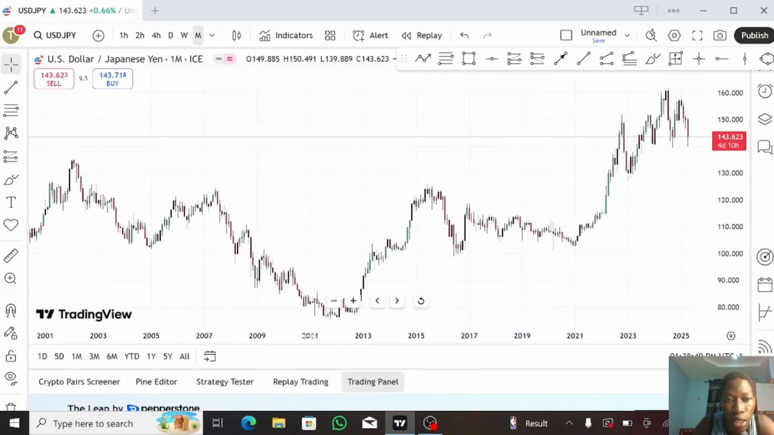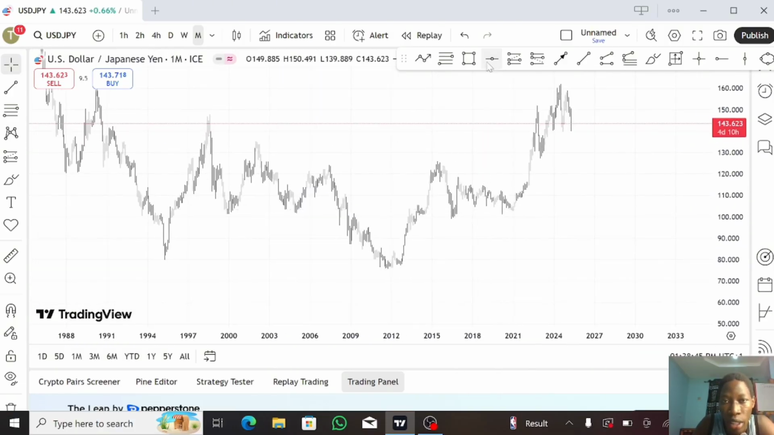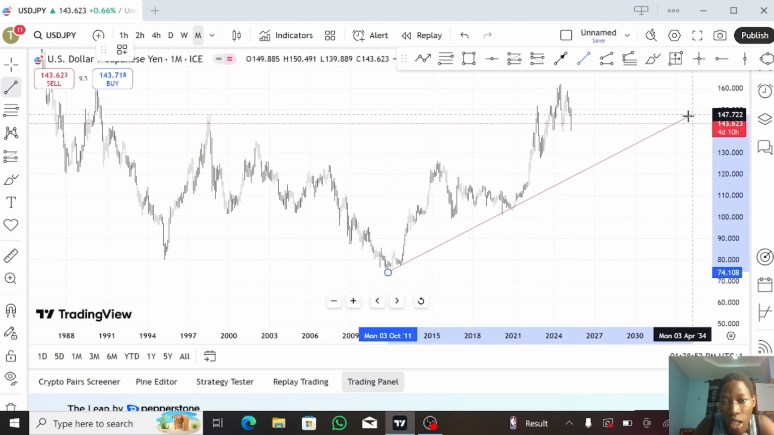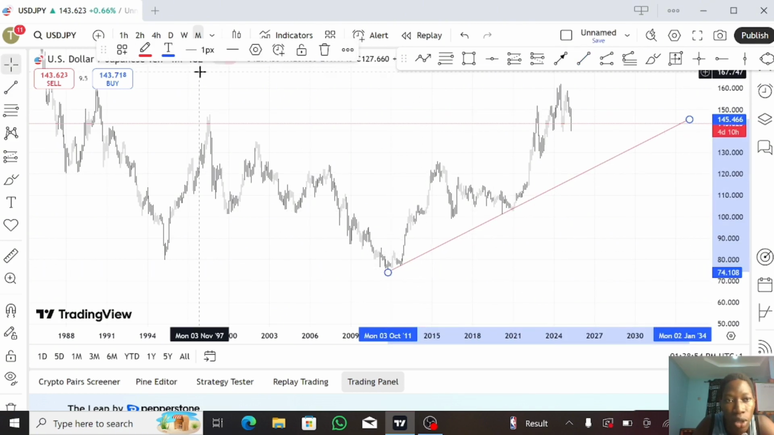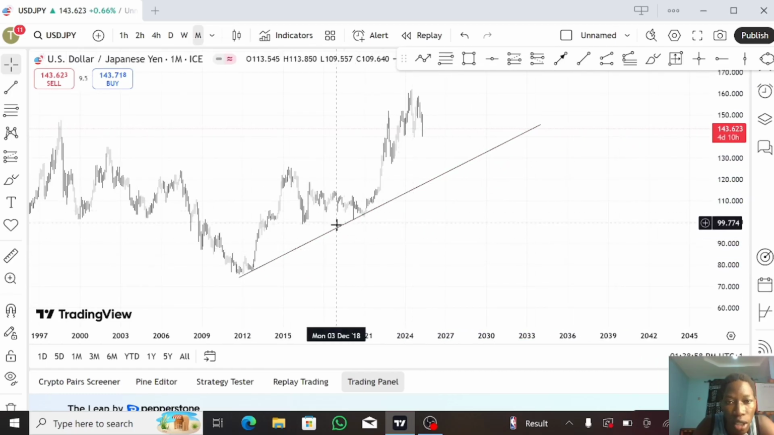This is USDJPY, and what I do is simple. It is simply to map out my major levels and to know the overall flow of the market. The overall flow of this market obviously is going up. So let me turn this to black. It is going up, as you can see.